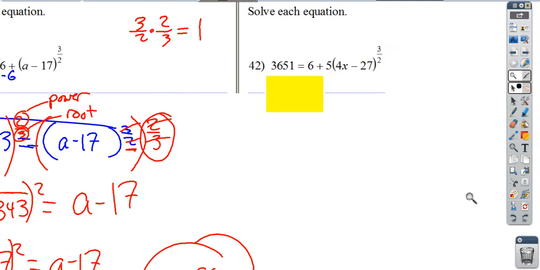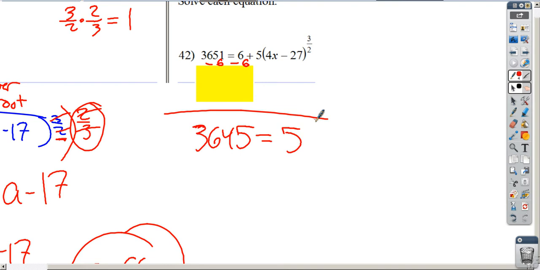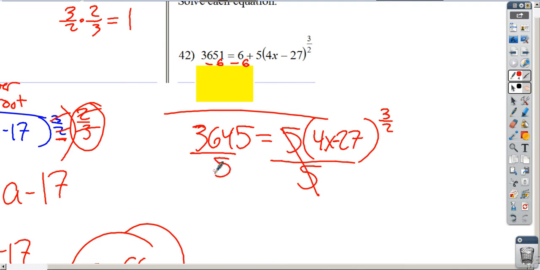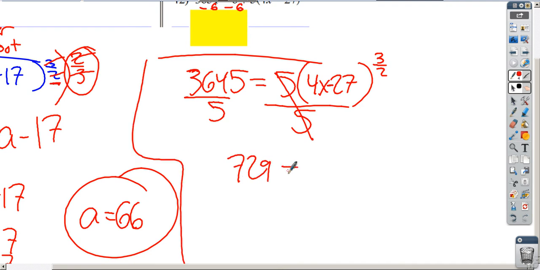Alright, the last one is this one right here. Same thing, we need to clear away 2 things. We first need to get rid of that 6. So 3651 minus 6 is 3645. Okay, and now again, the idea is we need to clear away everything except the parentheses with the exponent there. So the next thing you want to do is clear away that 5 by dividing by it. 3645 divided by 5, I believe, is 729. Let's box this off. 729 equals this thing right here.